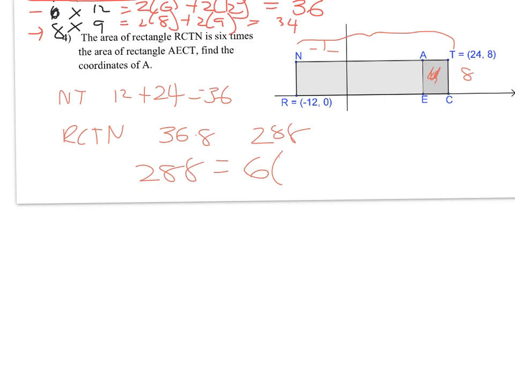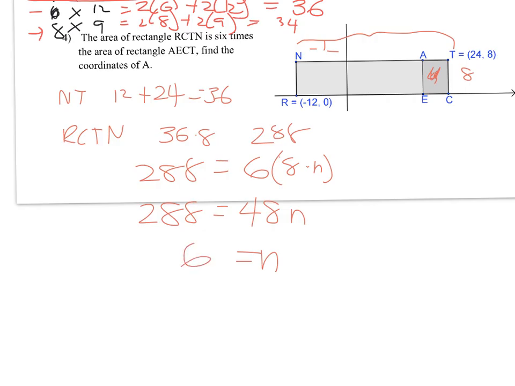And it says that 288 is 6 times the area of the smaller rectangle. And we know the smaller rectangle has one dimension that is 8, and the other one is an unknown. And from that, we're going to figure out what the unknown is. 288 equals 48 times N, dividing both sides by 48, we get that the unknown length is 6.